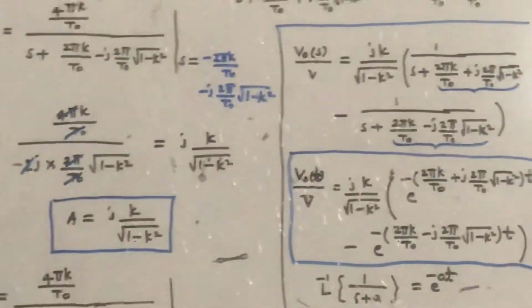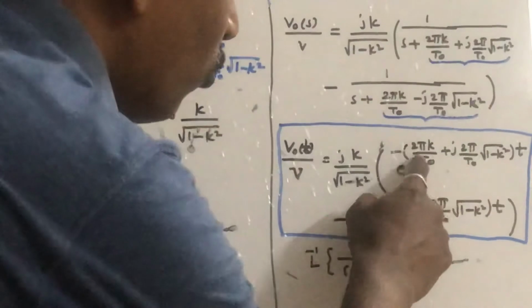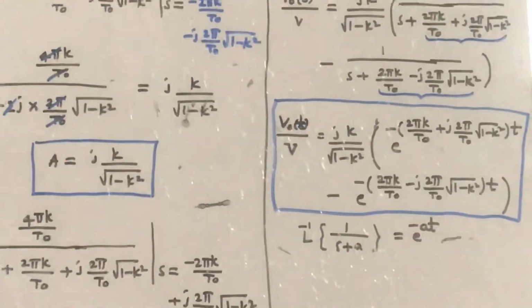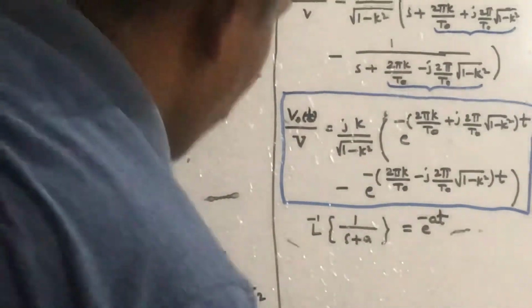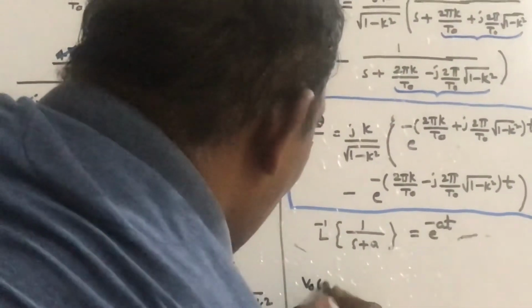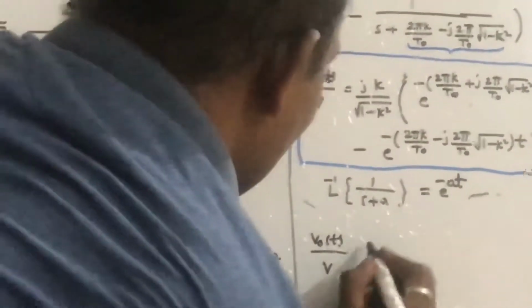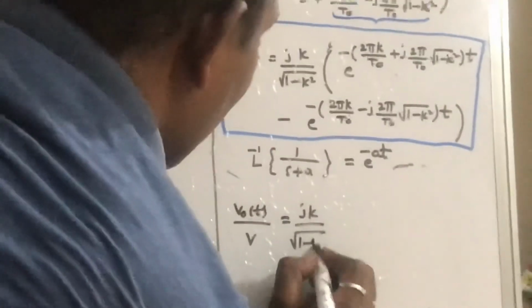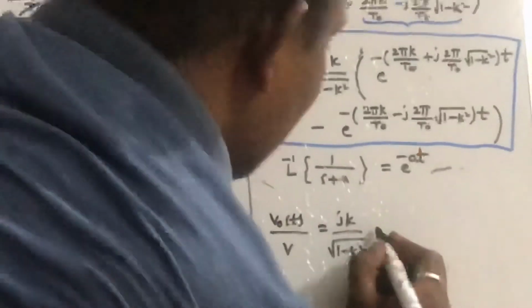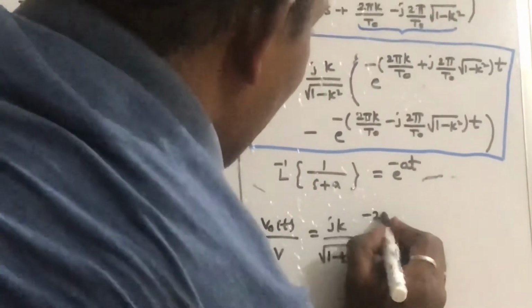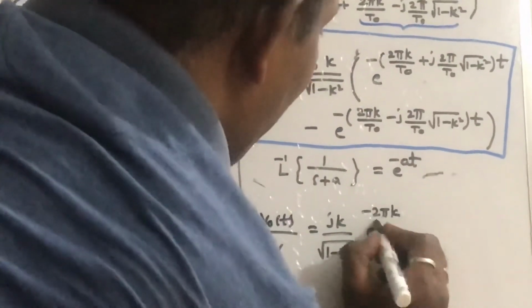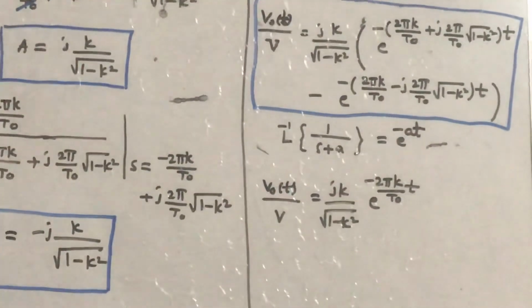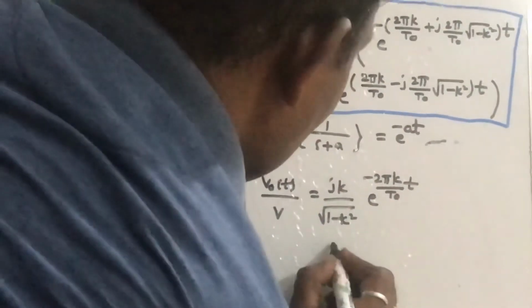So in this one, you can separate e power minus 2 pi by t naught into k, e power minus 2 pi by t naught into k as common. So therefore, v0 of t by v, which is written as jk by square root of 1 minus k square into what you can take common in this one, e power minus 2 pi k by t naught into t, you can take it as common, multiplied by, so what is the rest of the term?